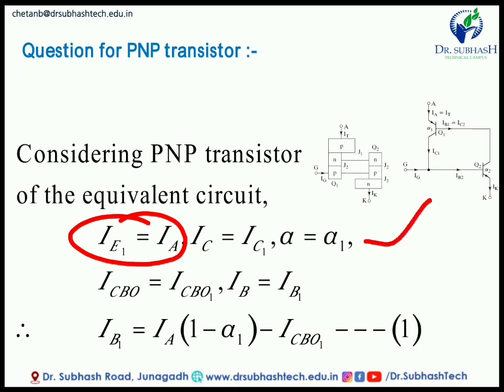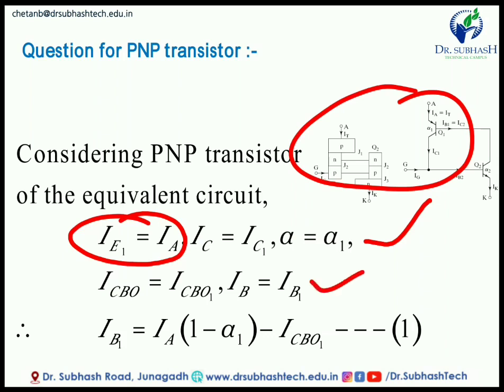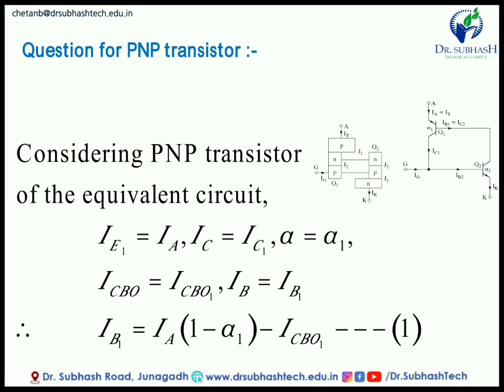We have to write using this figure. In the figure we can see that IE1 is equal to IA, IC is equal to IC1, alpha is equal to alpha 1, ICBO is equal to ICBO1 and IB is equal to IB1 directly. Now put this value in the previous equation for IB. The IB1 is equal to IA (1 minus alpha) minus ICBO1. All these values we have to put in the previous equation, so we can get the IB1.